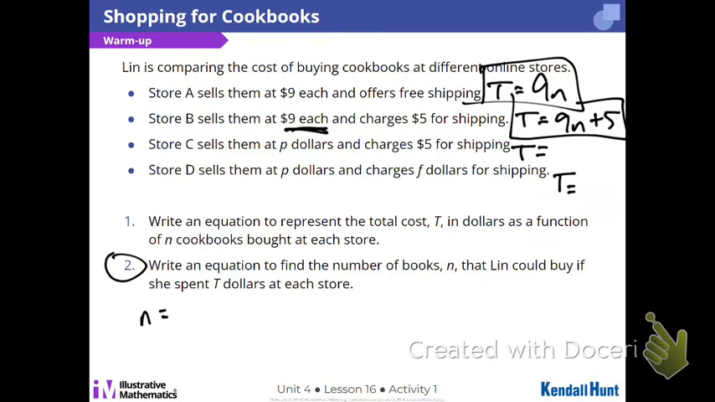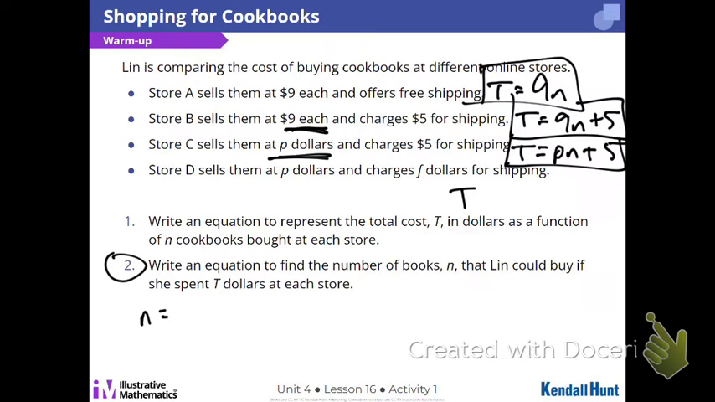For store C, Ryan. That's right. T equals P plus 5. P dollars, so P dollars each. So we're going to do PN. It didn't say each that time, so plus $5 shipping. Okay. And Claire, last one.